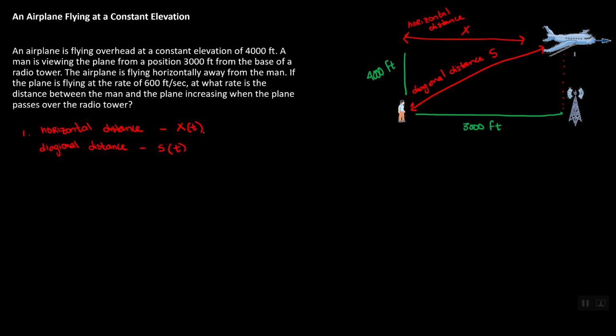The horizontal distance changing with respect to time, that would look like dx/dt. The diagonal distance changing with respect to time, that would look like ds/dt. So the horizontal rate of change and the diagonal rate of change.